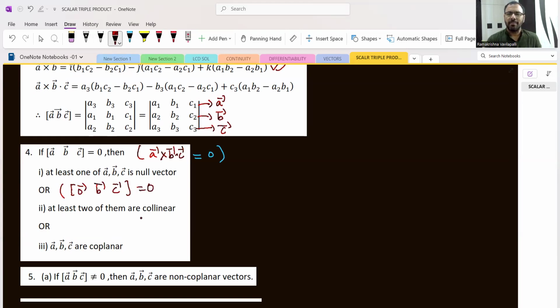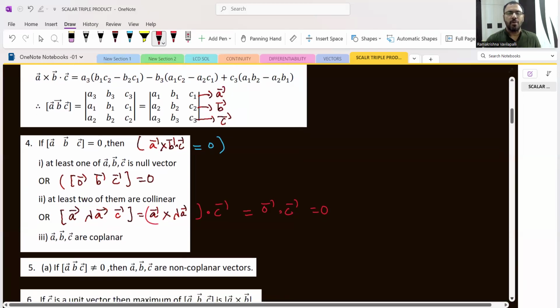Or at least two of them are collinear. If A bar and B bar are collinear, then one vector can be written as a linear combination of the other vector: A bar, lambda A bar, and C bar. This you can write as A bar cross lambda A bar dot C bar. Now A bar cross A bar is the 0 bar vector, so this is 0 bar dot C bar equal to 0.